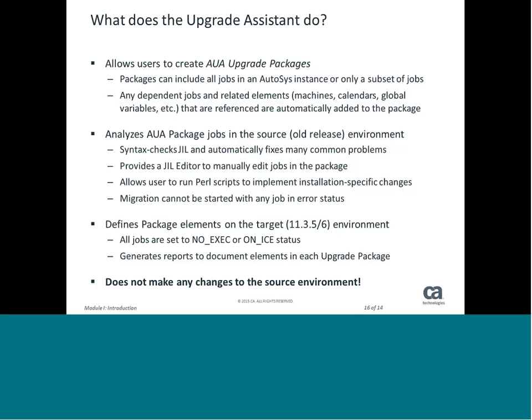It works on the concept of packages, which essentially the user will, and you'll see I'm actually going to do a live demo of this, but the user will select a group of jobs. It doesn't have to be every job in a source environment. The Upgrade Assistant will then retrieve all the relevant information regarding that job, including the different utilities it uses, different calendars, machines, globals, whatever it may be that job is using. All the data will then be analyzed, and any problems or concerns will be presented to the user. And then finally, the data can be migrated into the target 11.3.5, 6, or 6 SP1 environment.